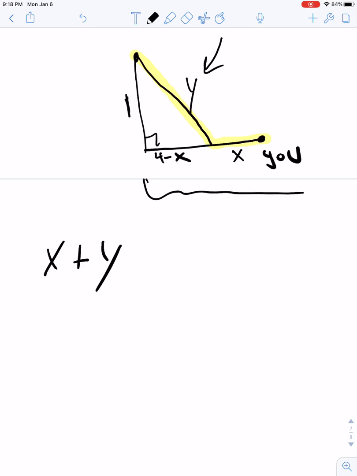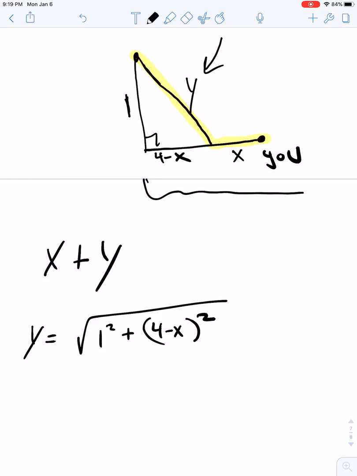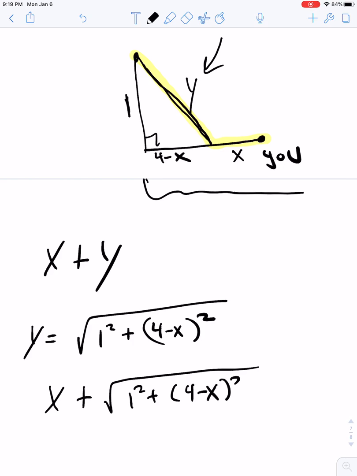So we have a right triangle. So hopefully that is screaming Pythagorean theorem, please use me. So we can solve for y using the Pythagorean theorem. So y is equal to the square root of 1 squared plus (4 minus x) squared. So that's giving us this piece right here in terms of y. So remember, the distance you're traveling is x plus y, so the distance we're traveling, and I know you're thinking, don't do the whole problem for me. Don't worry. I am saving plenty of it for you.